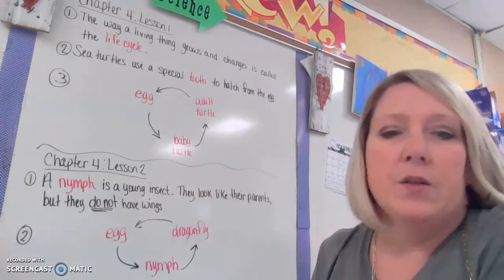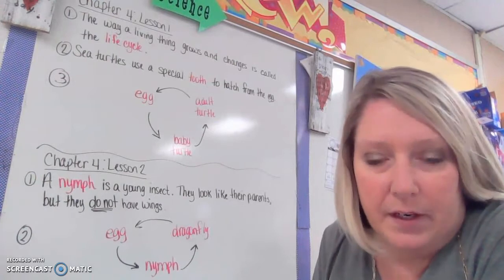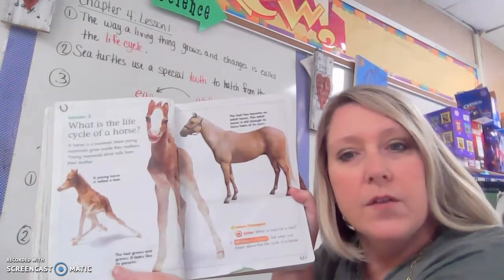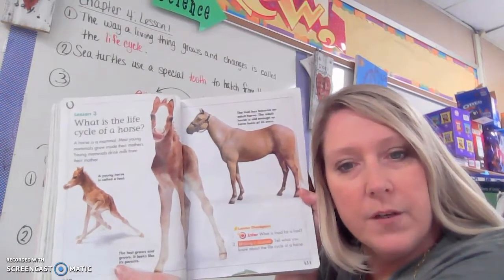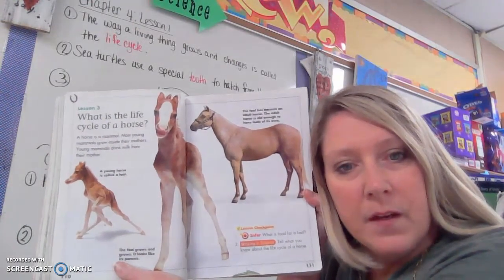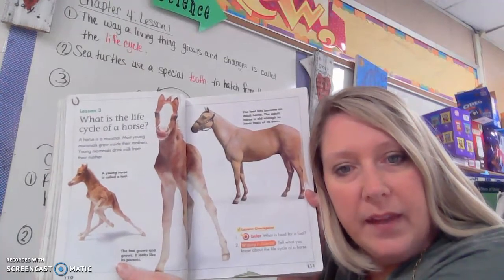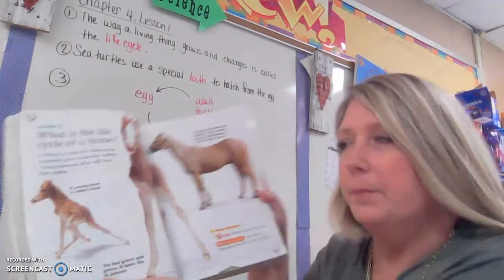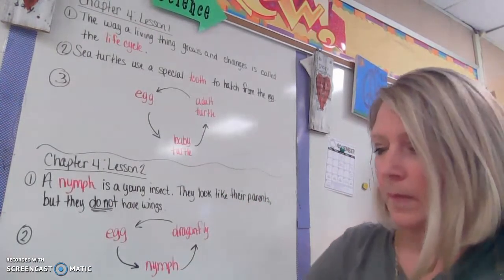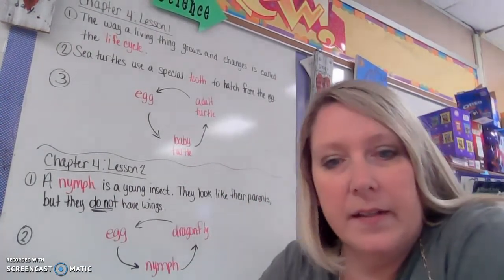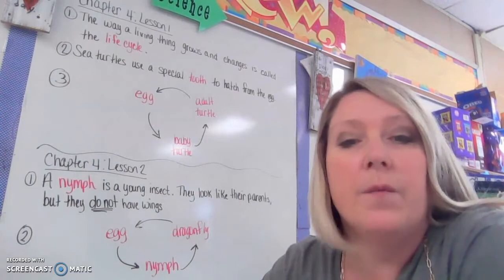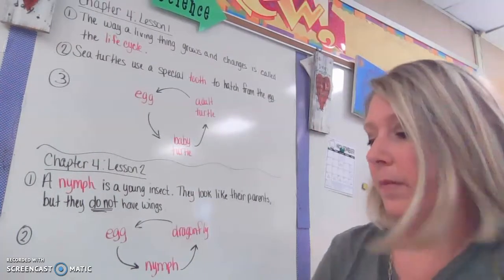It can be found on page 110, 111 in your science book. We are going to talk about the life cycle of a horse. So it looks like this, page 110, 111. So go ahead and get your books opened and get there, and we will read and discuss it together. All right. So you should have time. You should be there now. So I'm going to go ahead and start reading. You guys follow along and read with me as I go.